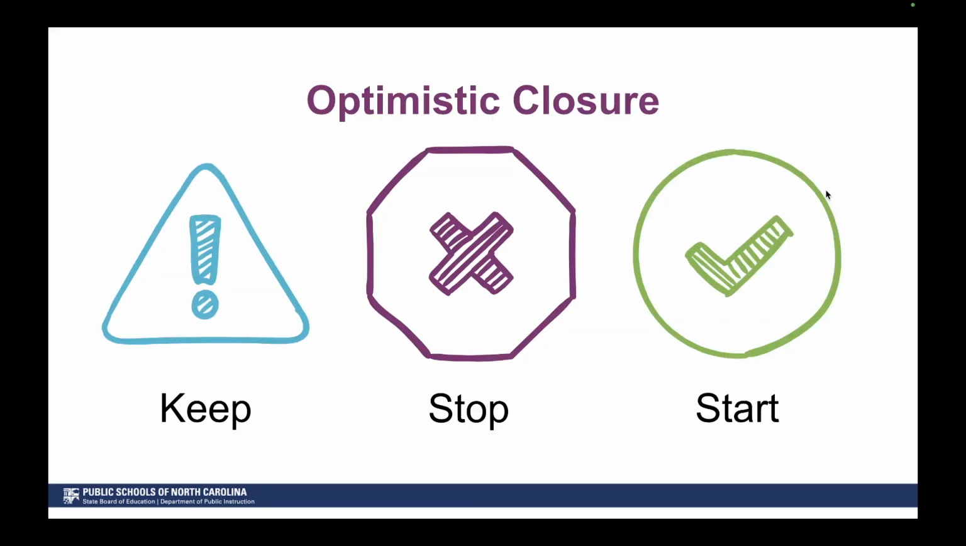We're going to go ahead and do our optimistic closure here. As we transition from the contextual relevancy, connecting, and culture strands into the Connect strand, we would like you to come up with something you'd like to keep doing, something you would like to stop doing, and something you would like to start doing. In your reflection journal, you can answer all three of those. But if you'd like to just share one of them in the chat, we'd love to have you share that with us.